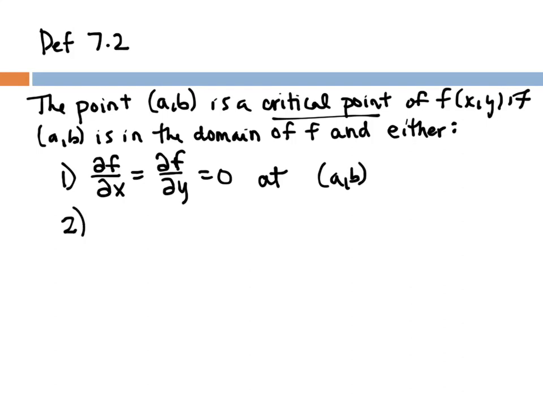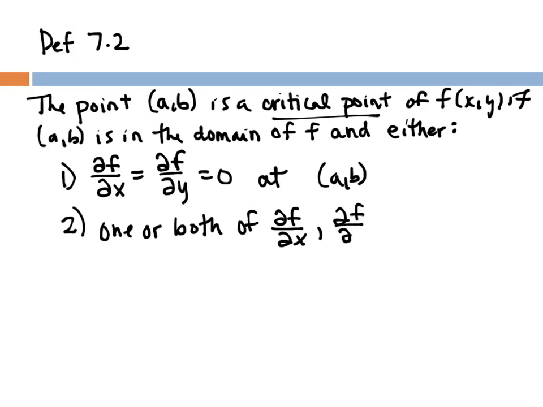Or number two, one or both of the partials do not exist at (a, b). So in particular, we might have things where denominators equal 0 or something like that, potentially in that case.